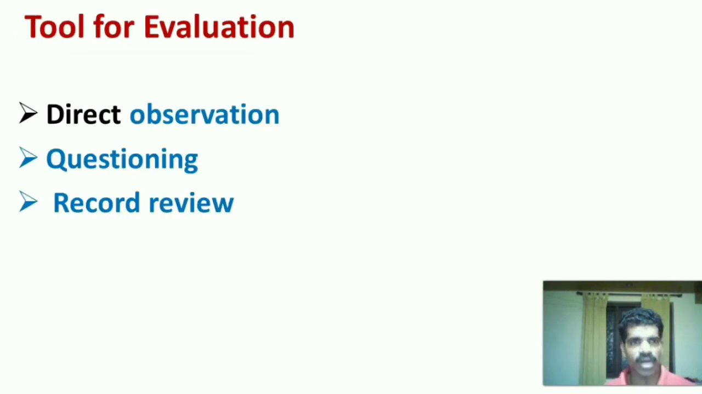The tools of evaluation. Evaluation could be done by using certain tools. So direct observation. Evaluation can be done by direct observation. Evaluation could be done by questioning technique, and evaluation could be done with the record review method. So we record soon after the implementation of healthcare activities. So later it could be reviewed. The record can be reviewed.